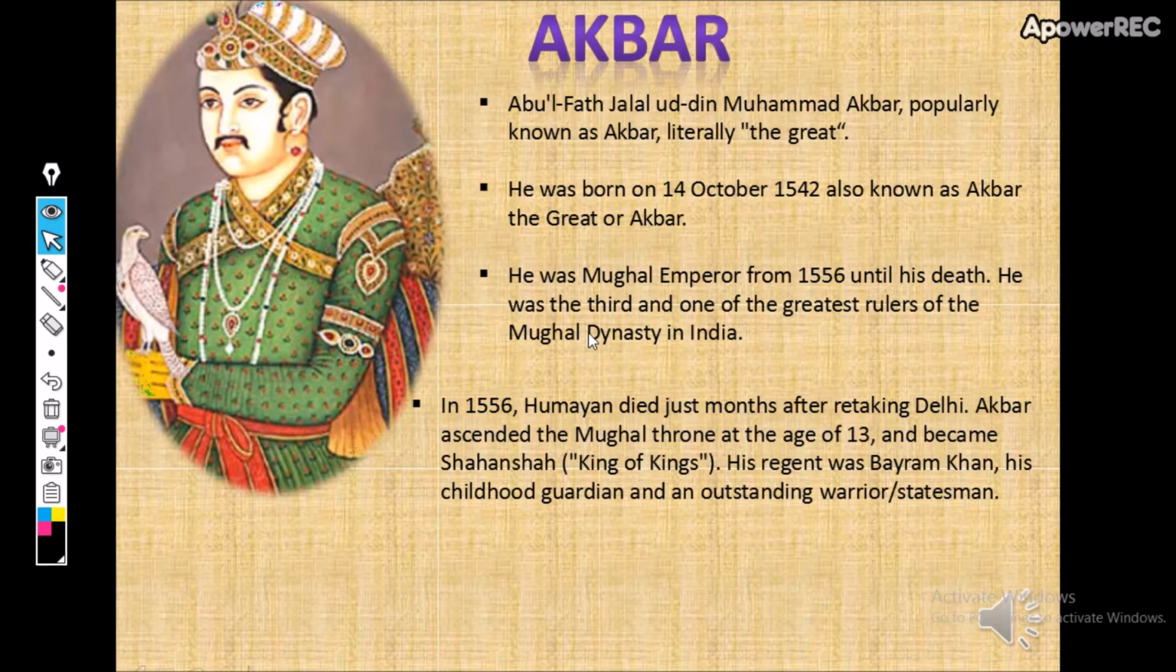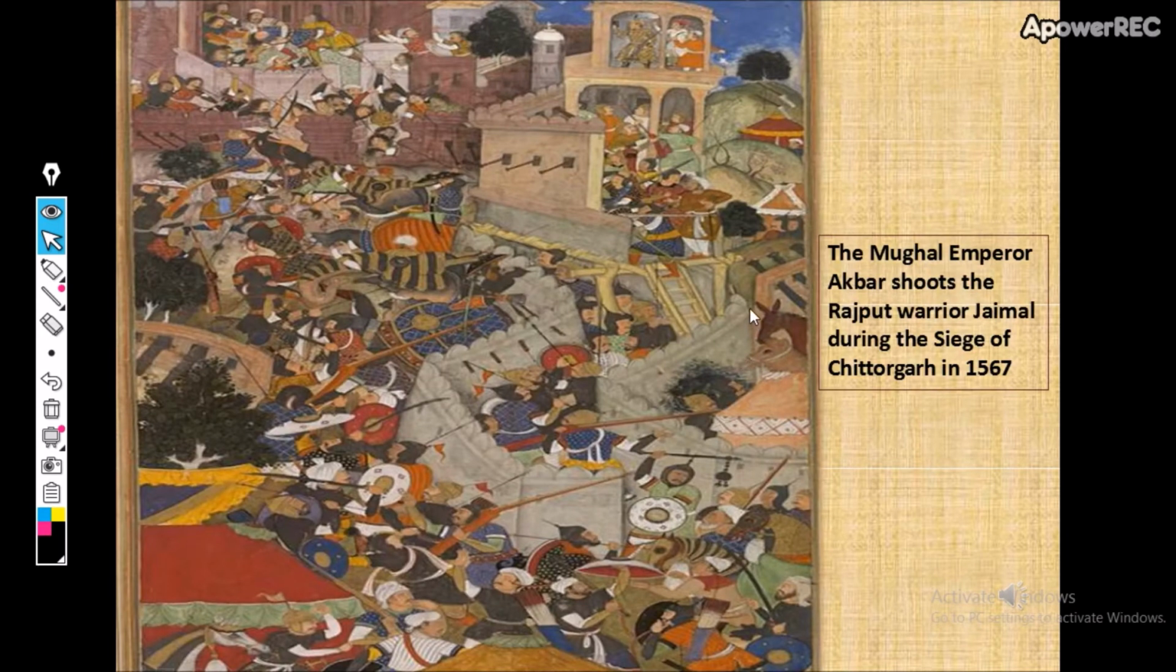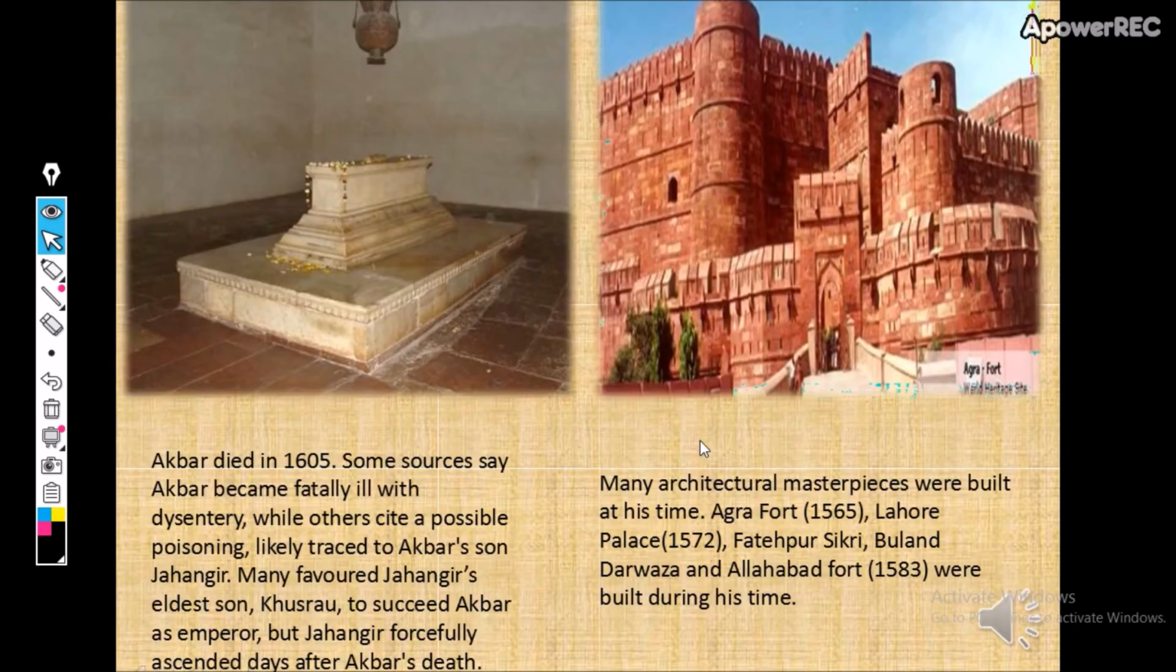The next emperor is Akbar. He was born in the year 1542. He was one of the greatest rulers of the Mughal dynasty. The Mughal Emperor Akbar shoots the Rajput warrior Jaimal during the siege of Chittorgarh in the year 1567. This is a pictorial representation of that battle. This is Akbar's tomb.